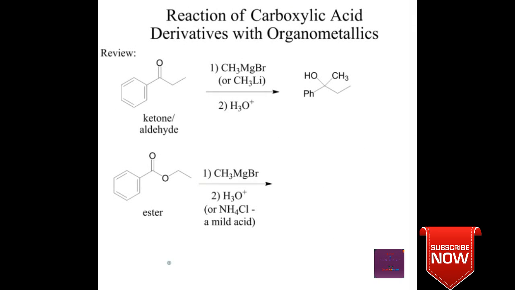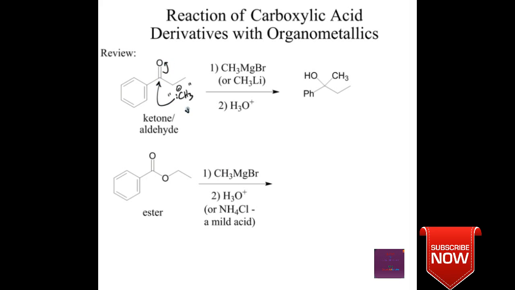How about organometallic reagents, like a Grignard reagent? How would that react with a carboxylic acid derivative such as an ester? Well, again, let's review what we know about ketones and aldehydes in that carbonyl chemistry. If we used methyl magnesium bromide or methyl lithium, that's a source of methyl minus. Again, we put that in quotes because it's not ionic. It has that metal coordinated to it, but it's nice to draw it like this for our mechanism.